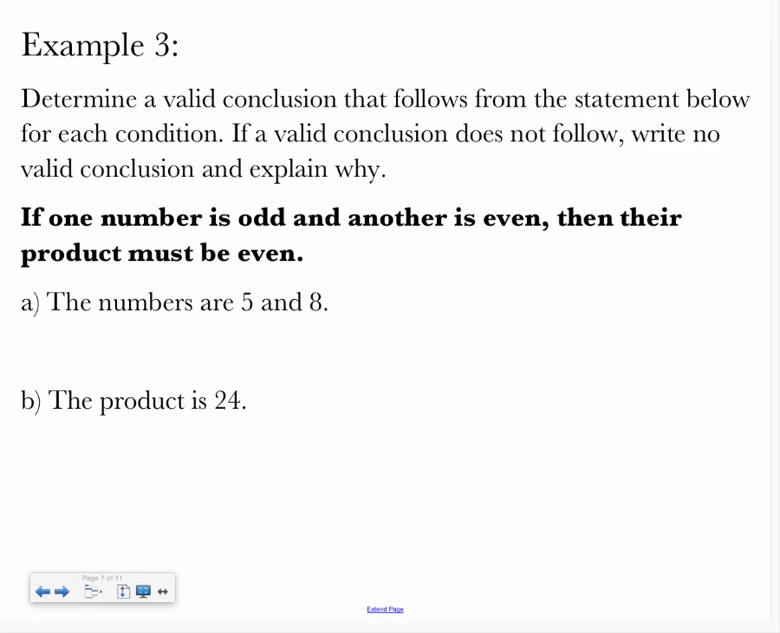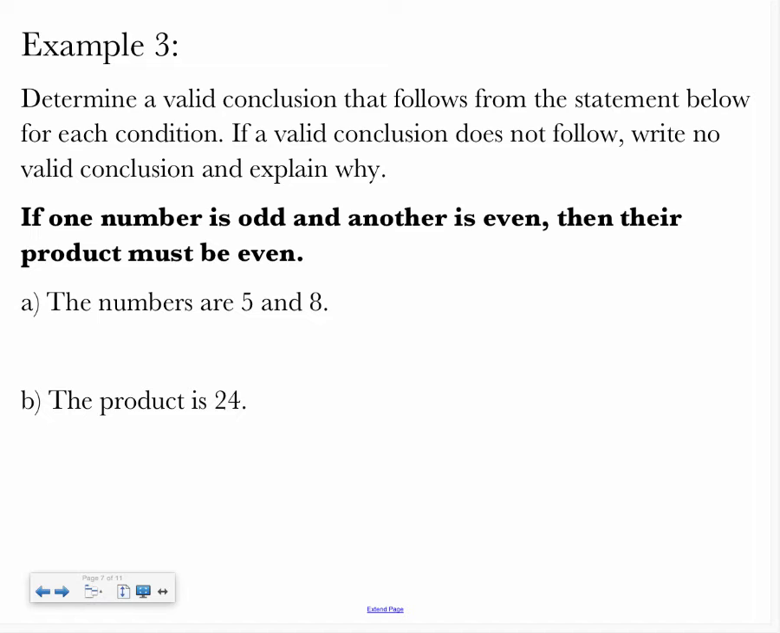Example 3, we have determine a valid conclusion that follows from the statement below for each condition. If a valid conclusion does not follow, write no valid conclusion and explain why. Okay, so those directions might be a little bit confusing, but we'll work through it together, okay? So first, let's read the problem that they want us to. If one number is odd and another is even, then their product must be even.